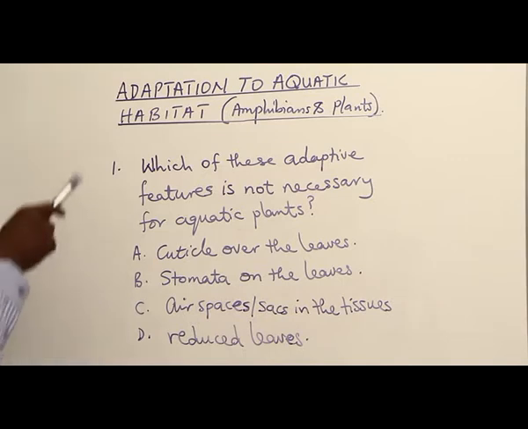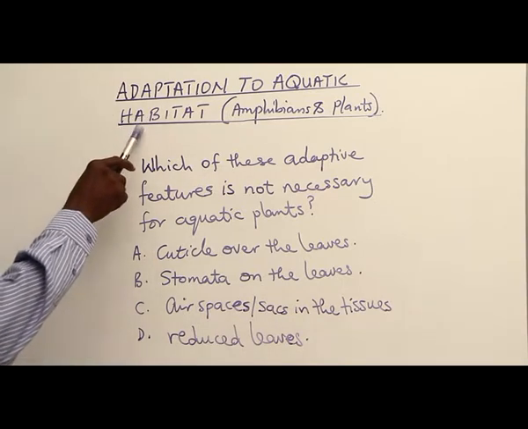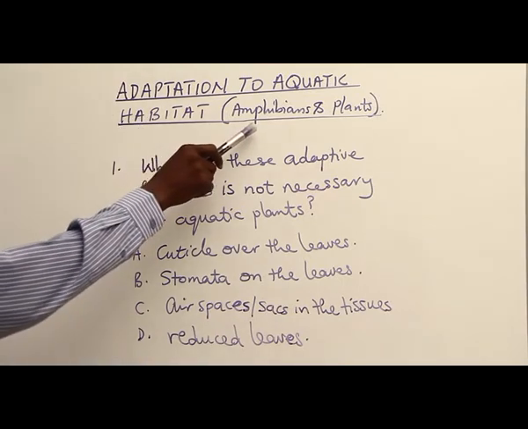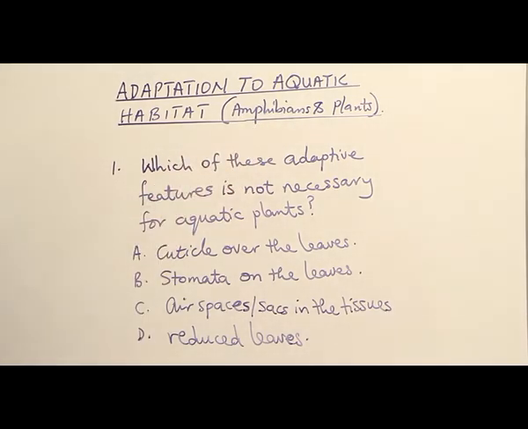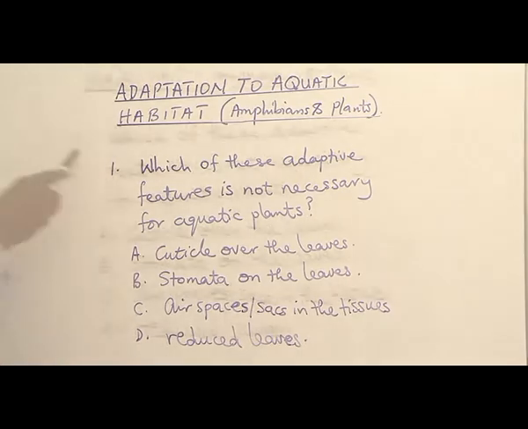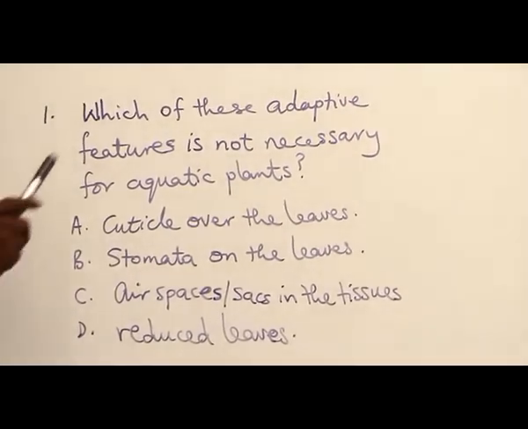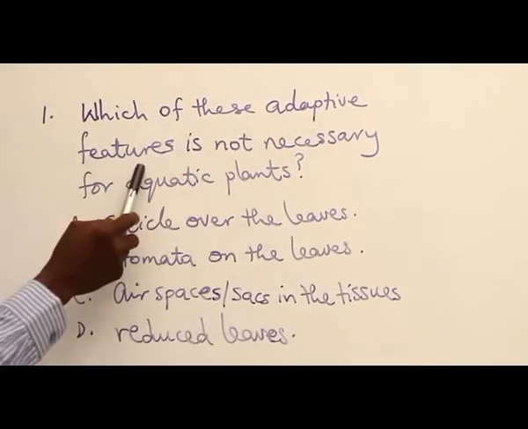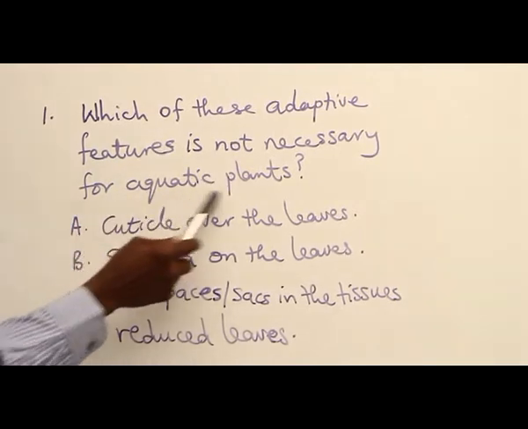We are still going to look at adaptation to aquatic habitat, this time with emphasis on amphibians and plants. Let's look at some examples of questions based on this. Example 1. Which of these adaptive features is not necessary for aquatic plants?